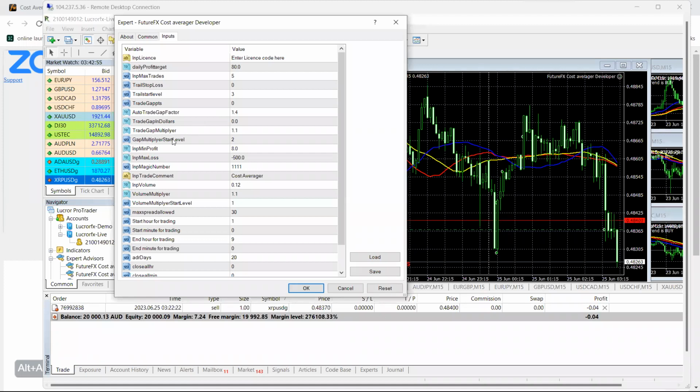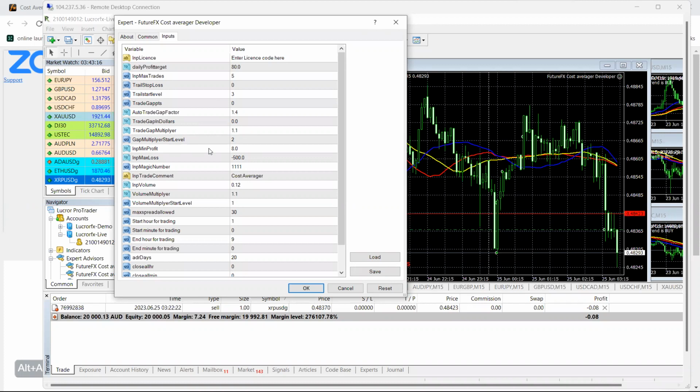And then you can also choose what level you want the trade gap multiplier to start. So, for example, here, you might want the first 2 or 3 trades to be the same distance apart, and then start to get progressively further and further apart. So you can set that there.